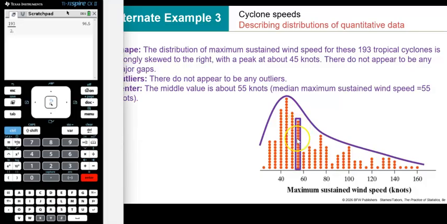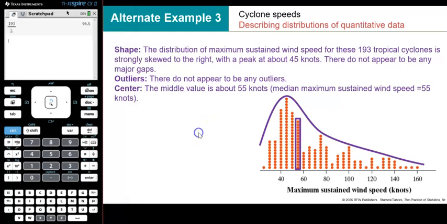97th term. And the 97th term is somewhere in this bar. So you would say the median looks to be about 55. It's hard to even tell what that value is, but it's in the 50s there for sure. So the graph wasn't labeled super nicely there. So about 55, that's the median.